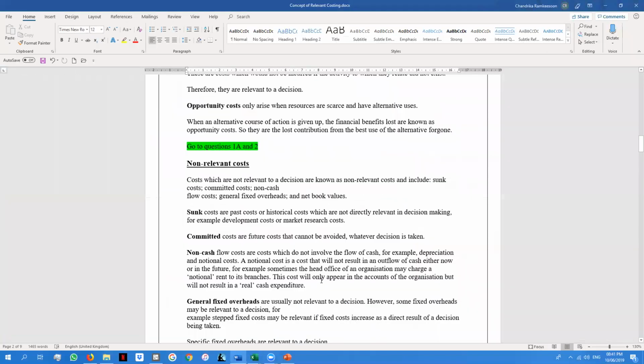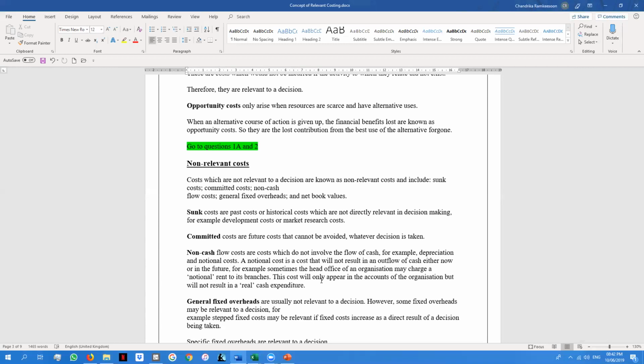Right, so non-relevant cost. Now again, it's easy to pick this up. You're not going to see the 3 qualities. The 3 qualities must be there for it to be relevant. If even one is missing, it's not relevant. Let's see. Costs which are not relevant to a decision are known as non-relevant costs and include sunk costs, committed costs, non-cash flow costs, general fixed overheads, and net book values.